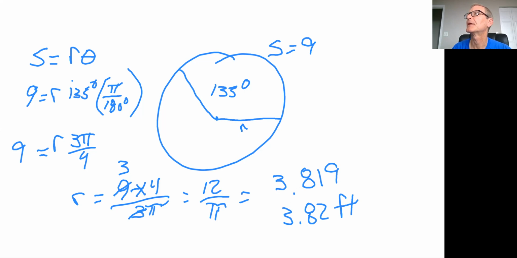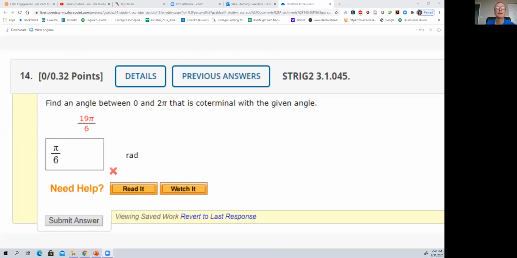Let's see what the last one is. The last one I'm going to do deals with coterminal angles. Let me share this. You're looking for an angle between 0 and 2 pi that's coterminal with this angle. So how do you find an angle that's coterminal? Well, you first either add 2 pi to it or subtract 2 pi from it.